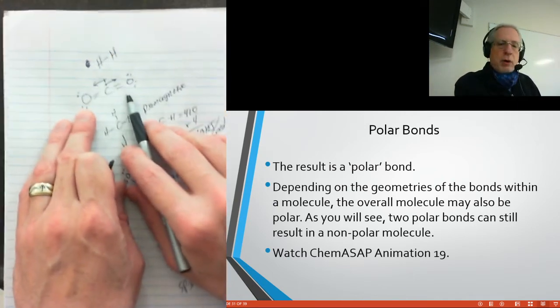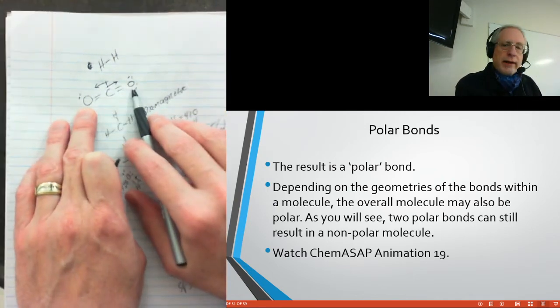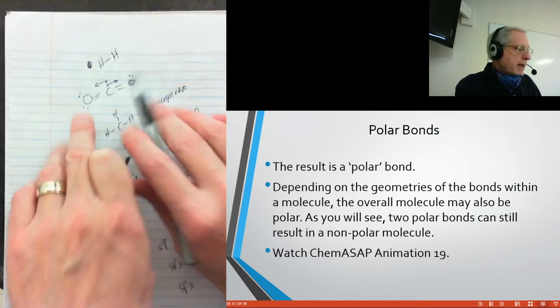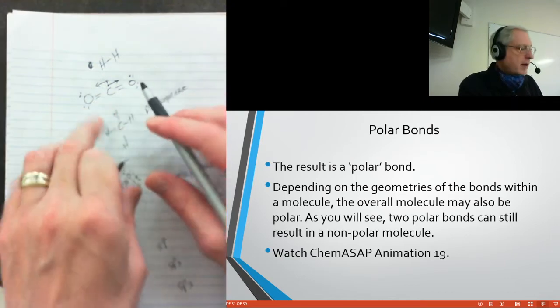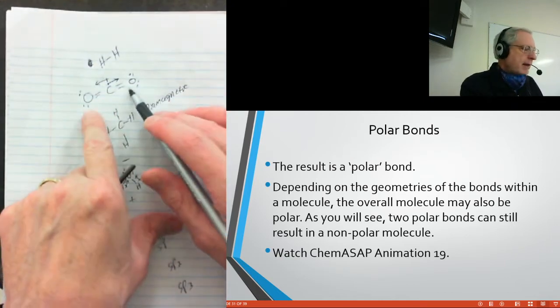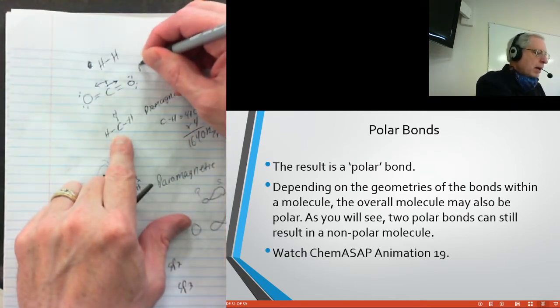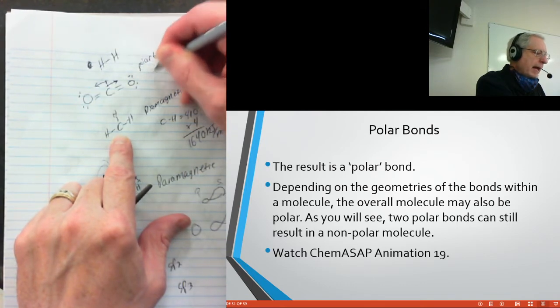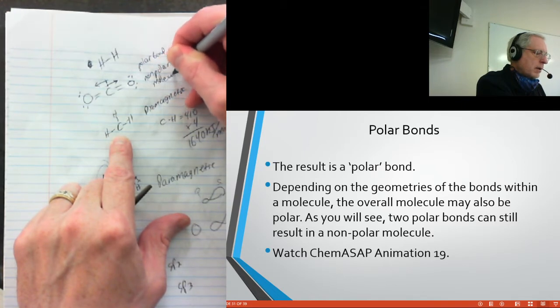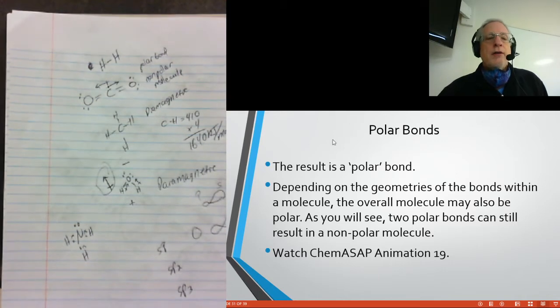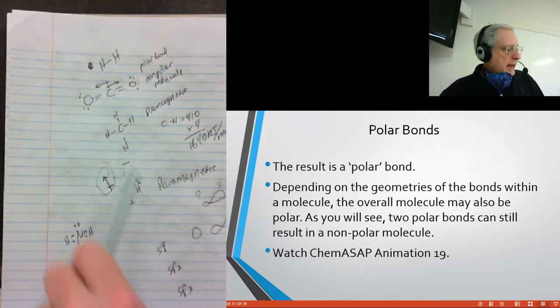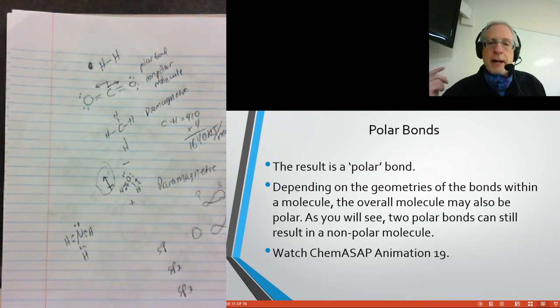each of these bonds is polar, and oxygen wants the electrons a little bit more. But because of the symmetry, if there is symmetry, they cancel each other out. And this is a polar bond and a nonpolar molecule. Okay? So symmetry determines whether the molecule is polar. Electronegativities determine whether a bond is polar.